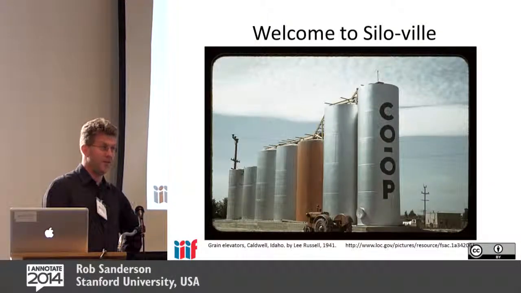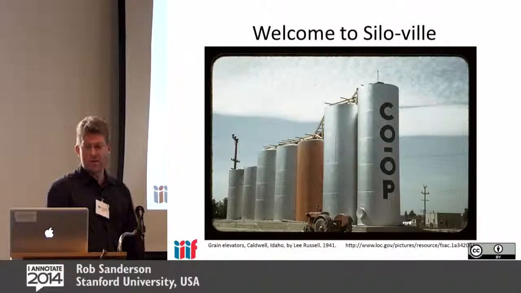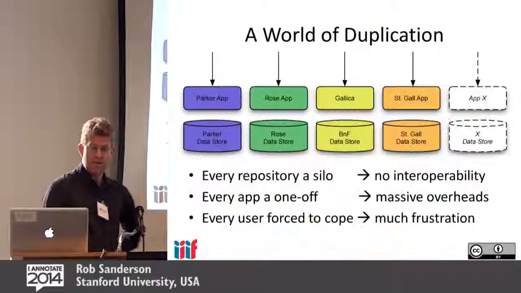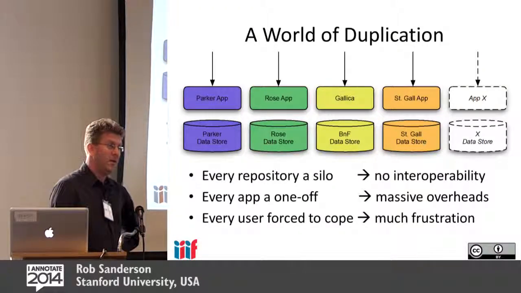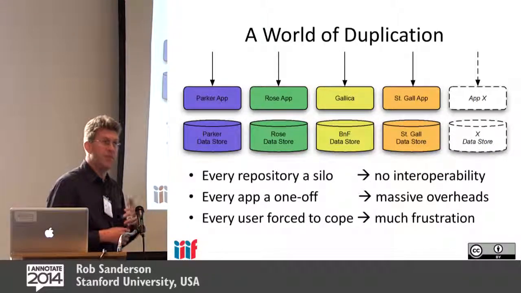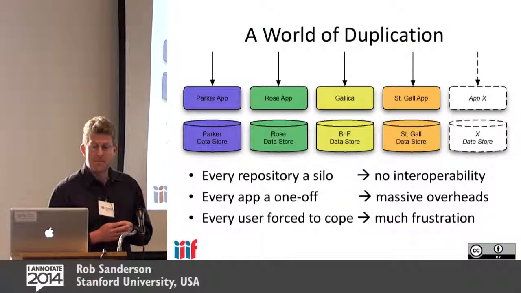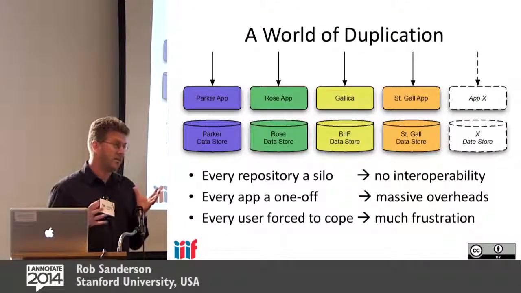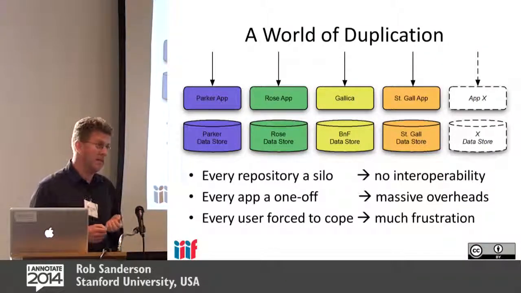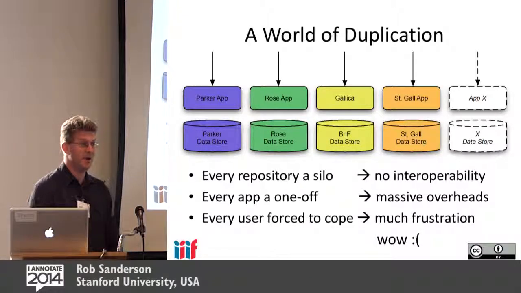So, welcome to Siloville. We have all of these silos of content of the same stuff that you have to learn different interfaces for, that you can't interact with across platforms and so on. We have this world of duplication where every repository is a silo that doesn't interact with any other repository. Every application that's built on top of those silos is a one-off, and then you have to maintain them, which means that every user is forced to cope with all of these different interfaces, all of these different means and modalities of interaction. So we have no interoperability, massive overheads, much frustration. Wow. Yeah, that's not a great situation to be in.